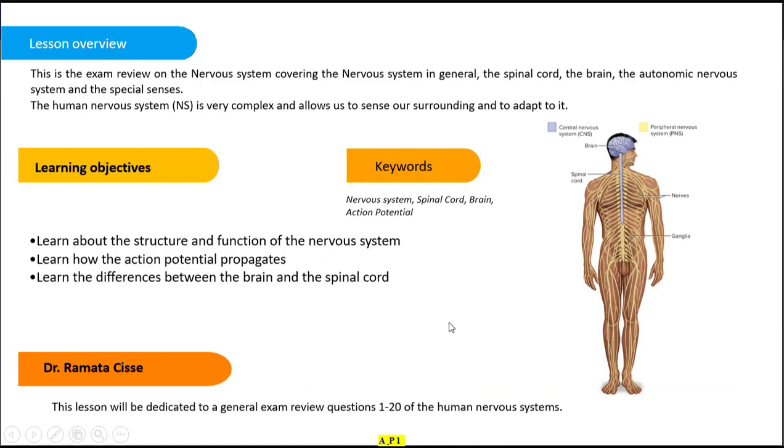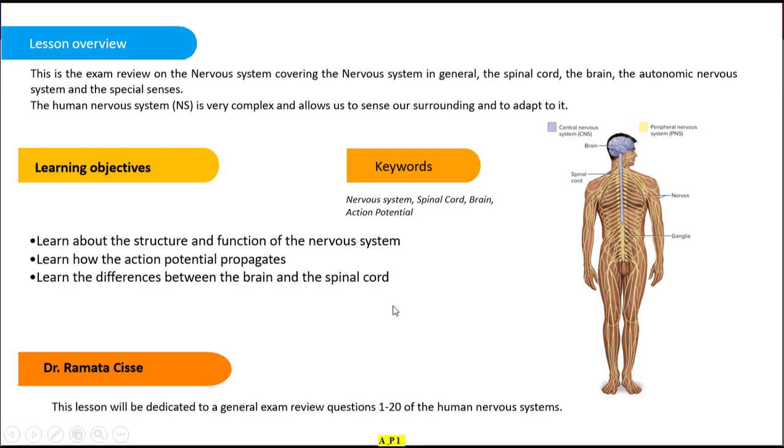Let's talk about the overview of this lesson. This is the exam review on the nervous system. We covered the nervous system in general, the spinal cord, the brain, the autonomic nervous system, and the special senses. We all know that the human nervous system is very complex. You can see, you can smell, you can hear, you can mix ideas. The role of the nervous system is to allow us to be informed about what's out there so that we can respond accordingly.